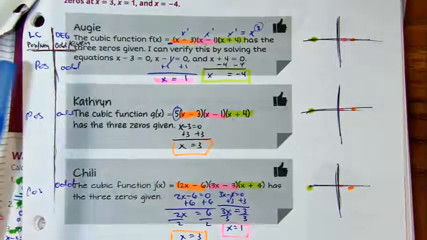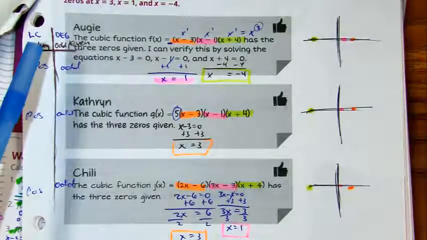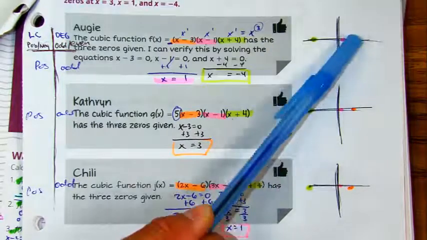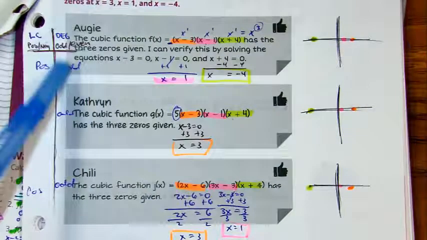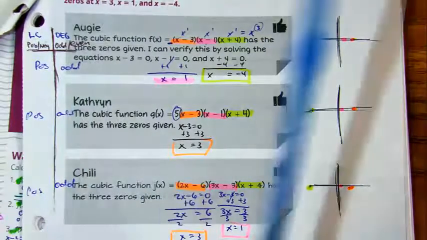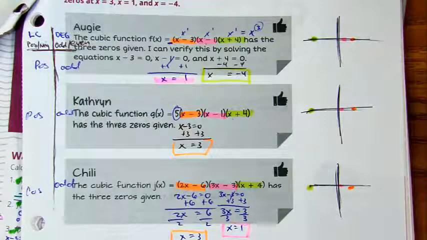Partner A, I want you to explain what the leading coefficient will do to our graph. And then partner B, explain what an odd degree polynomial will do for our graph. Take 30 seconds. Ready, set, go.